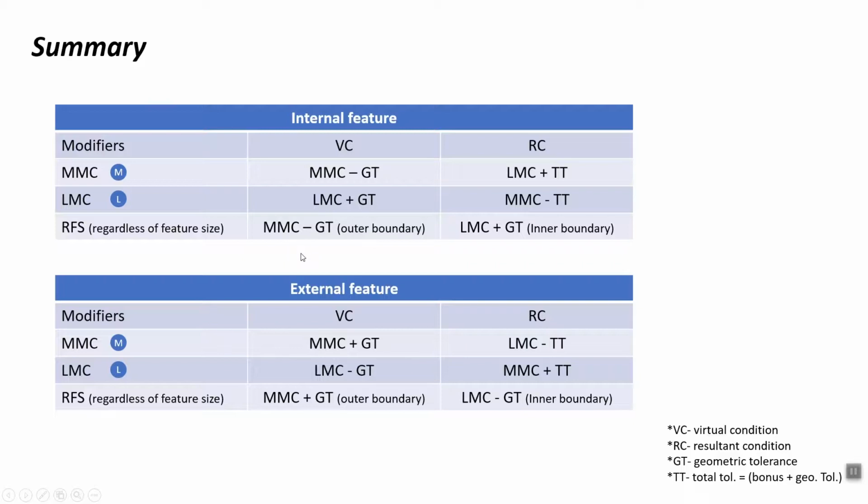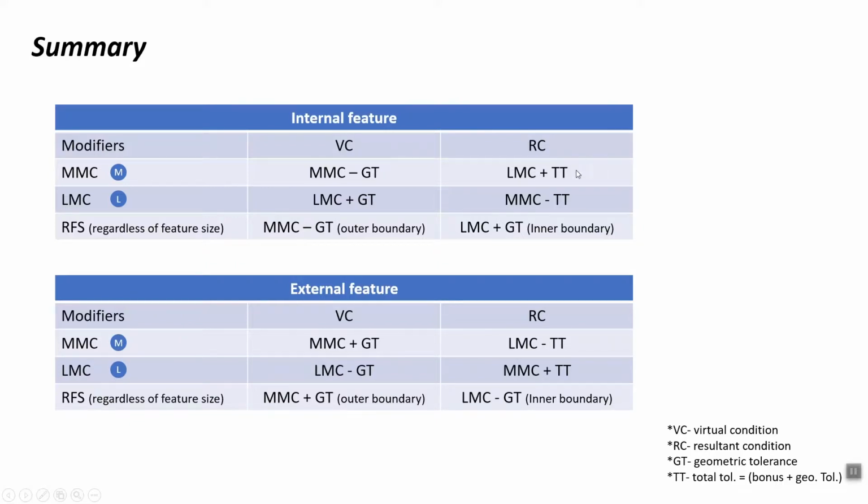So your internal feature, in case of MMC, is MMC minus GT, maximum material condition in case of a hole. You know that internal features are nothing but holes, slots, all these features. So in case of MMC, it will be the smallest hole, because in that scenario it will have the largest amount of material there. So when the hole is smallest, material is maximum. So smallest hole minus geometric tolerance, you'll get the virtual condition.